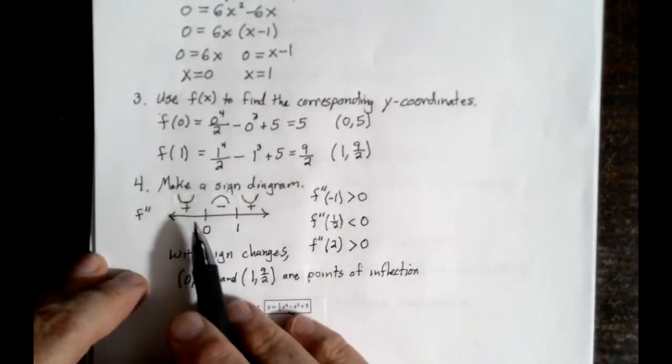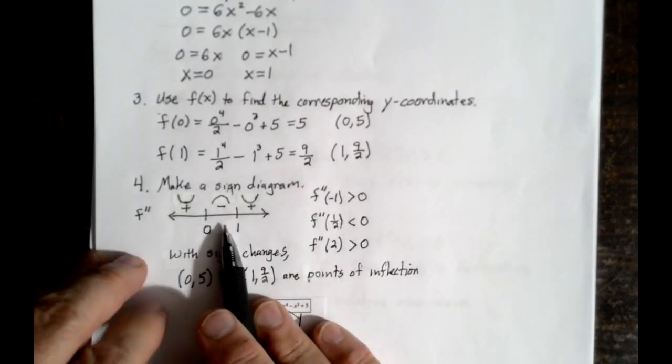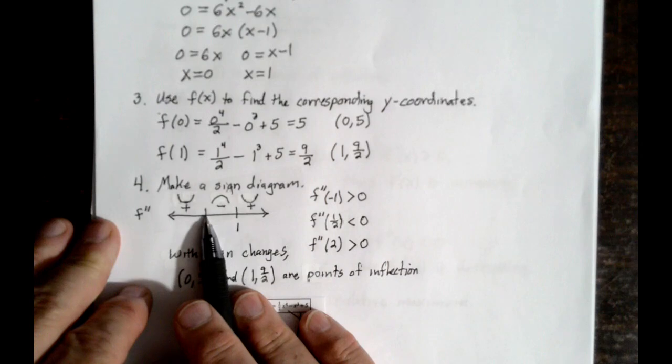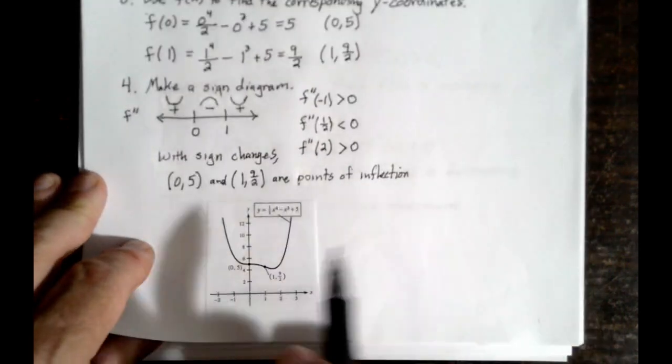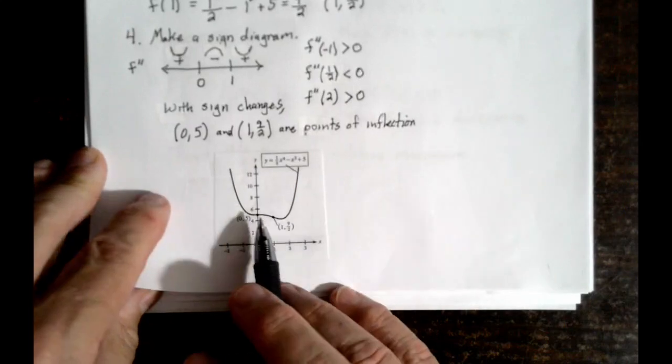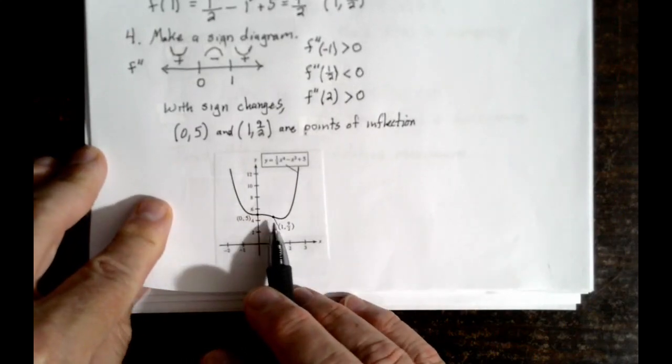And since you have a sign change, you can say that is a point of inflection. So this is a point of inflection, and so is this. These are both points of inflection. So if you look at your graph here, you see you got a point of inflection here and here.